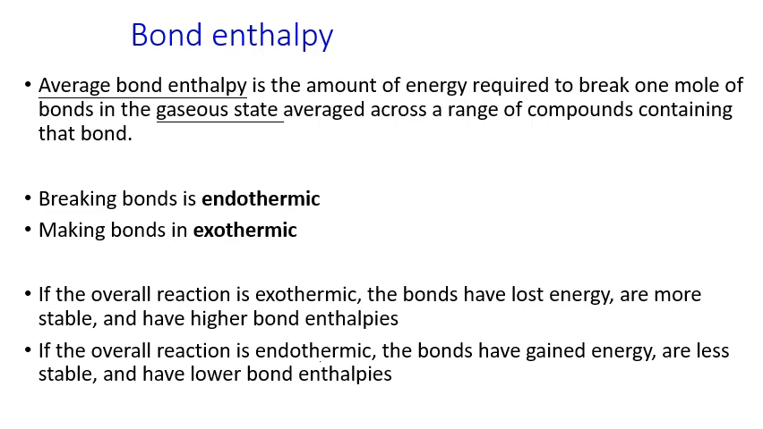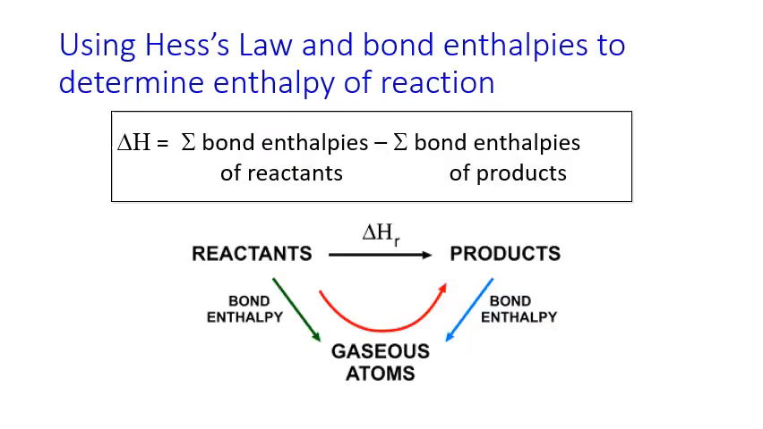It releases energy. If the overall reaction, therefore, is exothermic, the bonds have lost energy and are more stable and have higher bond enthalpies. And conversely, if the reaction is endothermic, the bonds have gained energy and are less stable and have lower bond enthalpies. And that's essentially defining it in more equation terms.